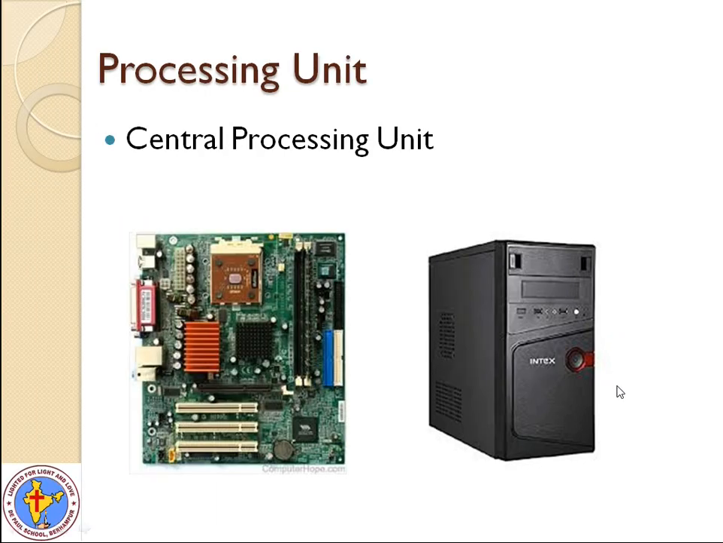Next is a processing unit. Children, we know that as we have a brain, computer also has a brain where all the actual work is done. That is CPU, central processing unit. It is also known as the brain of the computer. CPU helps the computer to process the data in order to give meaningful result or output. It is a chip located on the motherboard. This is the motherboard inside the CPU box. The CPU not only does all the calculations but also controls the rest of the parts of the computer.